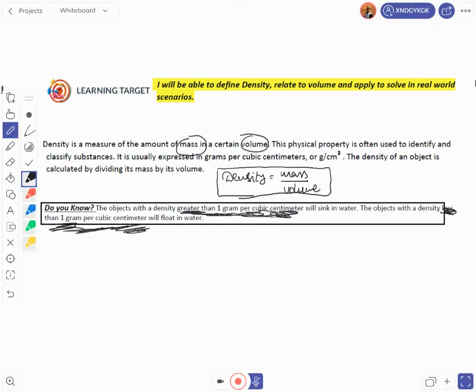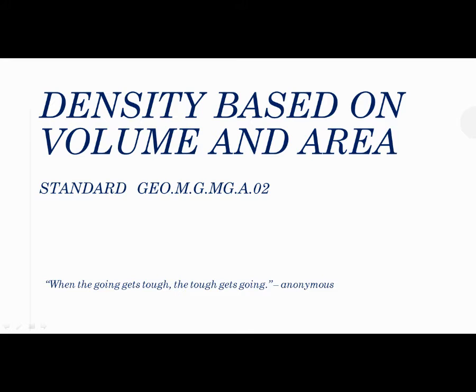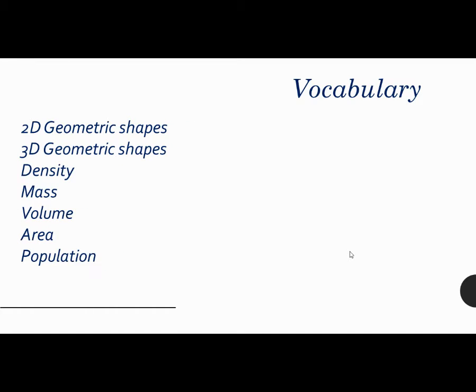Okay. Now let's go to the PowerPoint for the day. Okay, it's here. So, density based on volume and area. Standard is geometry MG.AO2. You'll be applying the concepts of density based on area and volume in modeling situations, that is persons per square mile and so on. Vocabulary: 2D geometric shapes, 3D geometric shapes, I believe you have an idea. Next, density, mass, volume, area, and population. These we will be using in this standard.